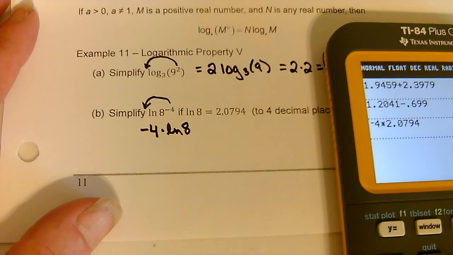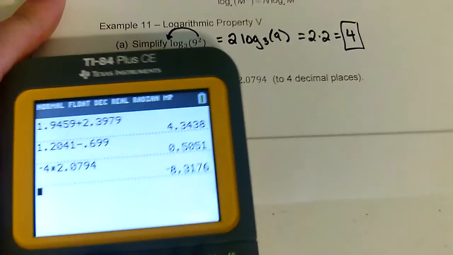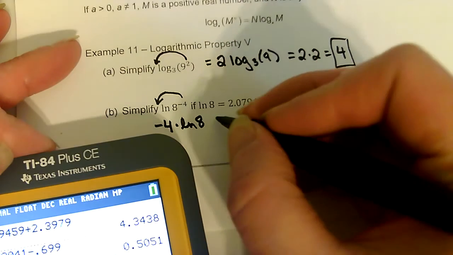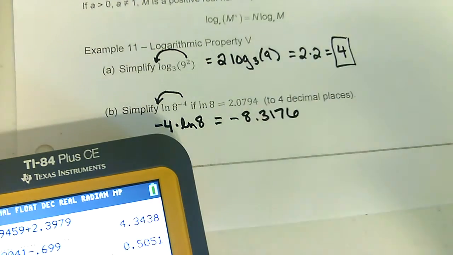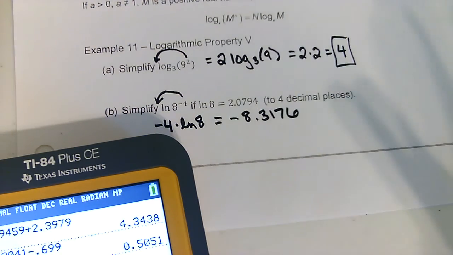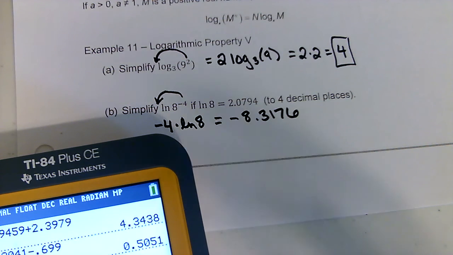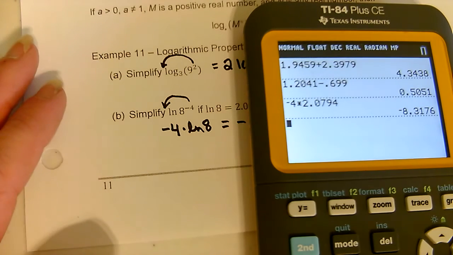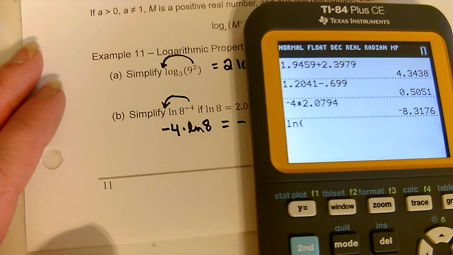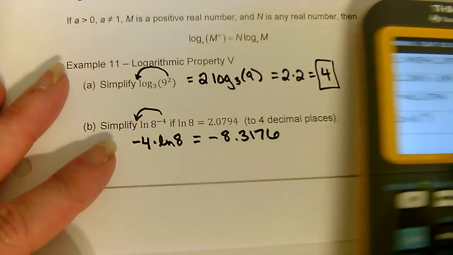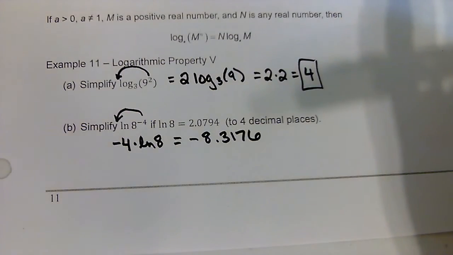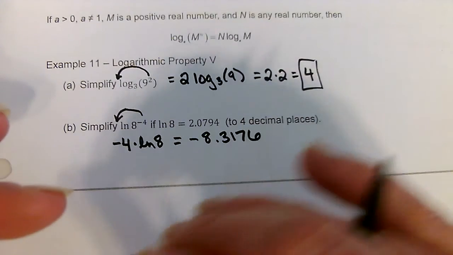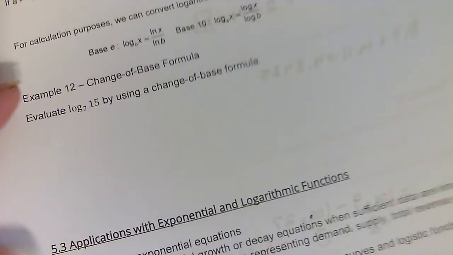Now I'll be honest, a lot of these properties were a lot more important back in the older days, because we did have log tables that we had to look things up on, so we would look up the natural log of 8 and that type of thing. Nowadays you could have just put in the natural log of 8 to the -4 and gotten an answer as far as evaluating. But when we come to solving equations and simplifying equations, knowing these properties and how to maneuver things is going to be very helpful.